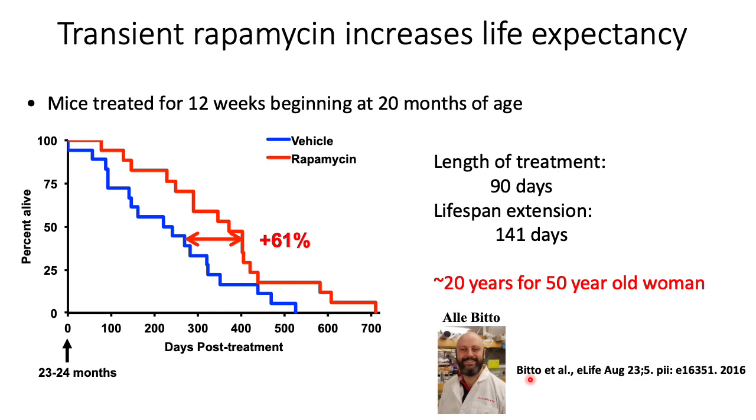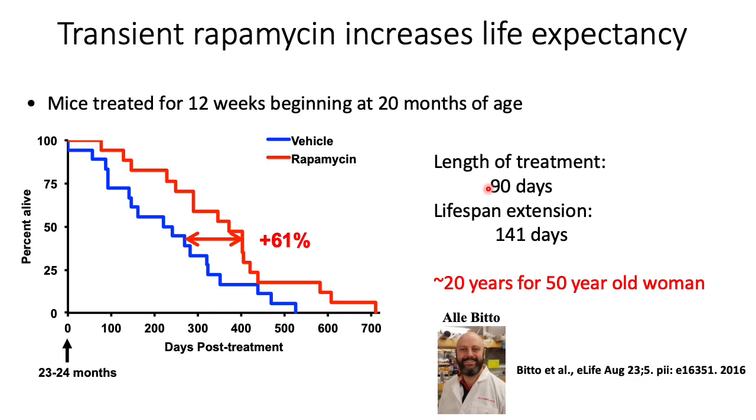This was the highest dose we tested, and these are male mice, and you can see that from the end of the treatment period, when these mice are 23 to 24 months old at the start here, you get about a 60% increase in life expectancy from just a 12-week treatment. It's interesting that the absolute magnitude of extension here is longer than the length of time that they saw the treatment, and it's interesting to think about what type of biology would do that.